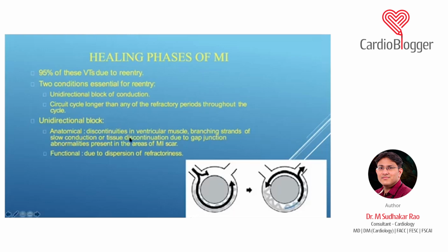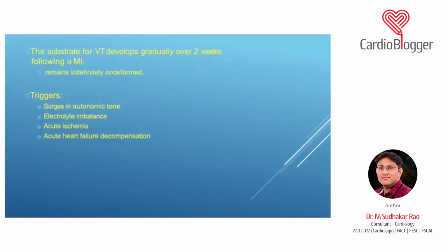As I already discussed, I just want you to focus on two points. In a healing phase, the ventricular tachycardia is due to re-entry, and for the re-entry to occur, you should have a fast pathway, you should have a slow pathway. One of the pathways should be blocked so that it can go from the other pathway and it forms a re-entry. So that is one thing which is important. And you should have a substrate, and you should have a trigger.